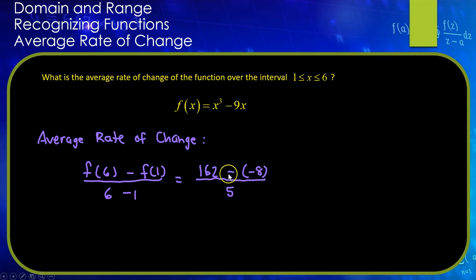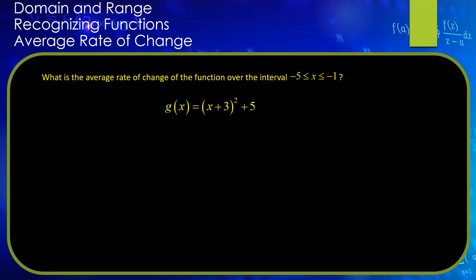So I have 162 minus a negative 8 over 6 minus 1, which is 5. 162 minus a negative 8 is 170. So this is 170 divided by 5, which is actually 34. So the average rate of change for this function over the interval 1 to 6 is 34. Let's try another one like this one.